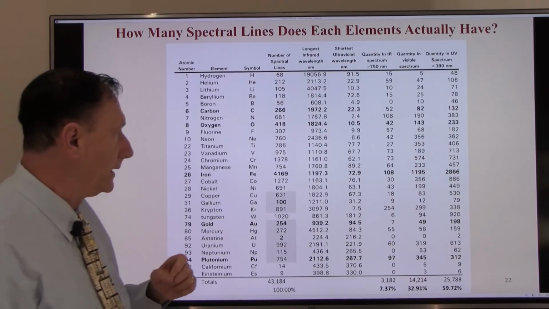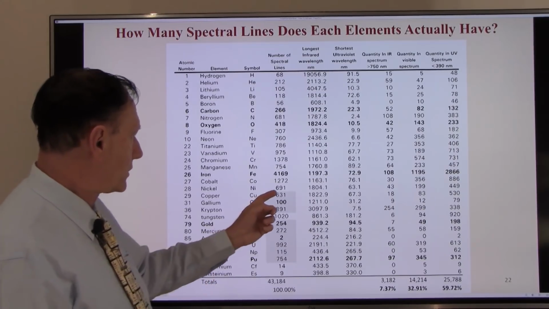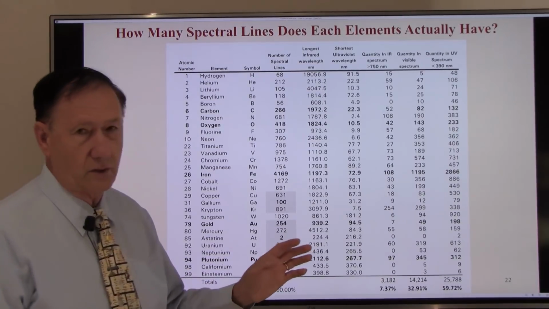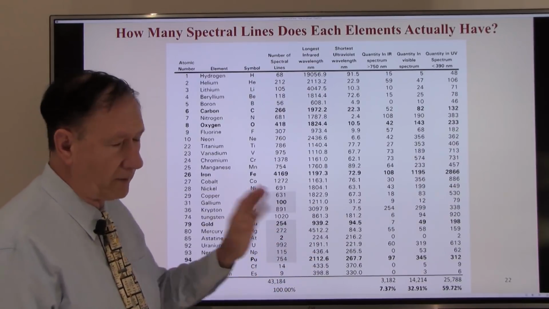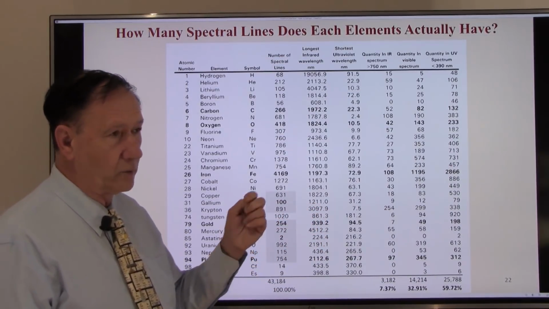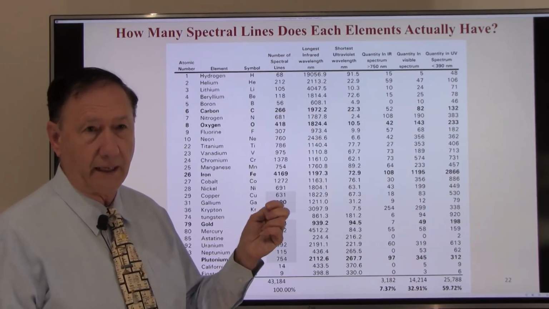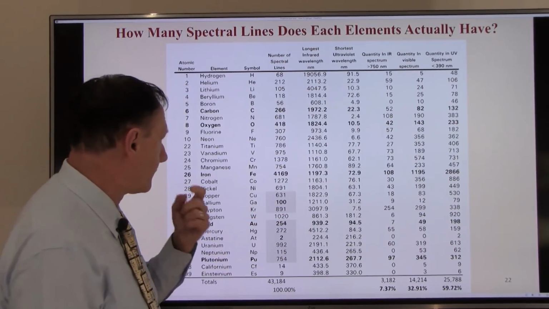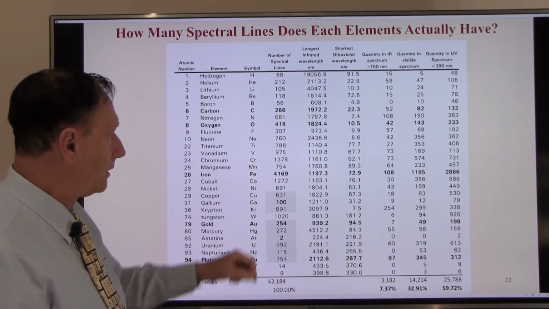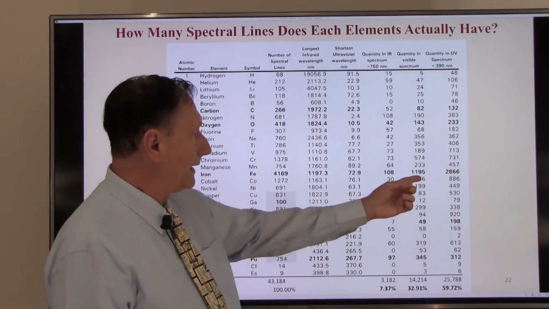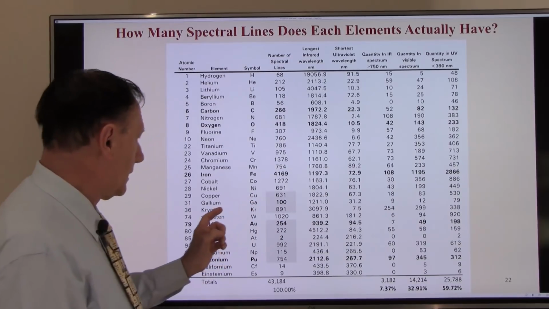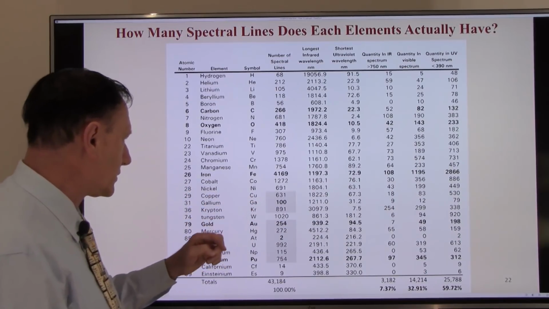But what was interesting to me, not just the spread, this is the number of spectral lines. Now, if you're trying to see this on a phone or a tablet, you probably won't be able to. You'll have to see it on a computer with a bigger screen. I do all my videos at 1920 by 1080. You should be able to see it. The one that had the most spectral lines was iron at 4,169. In fact, it had 1,195 just in our visible spectrum. But what's interesting to me was this.